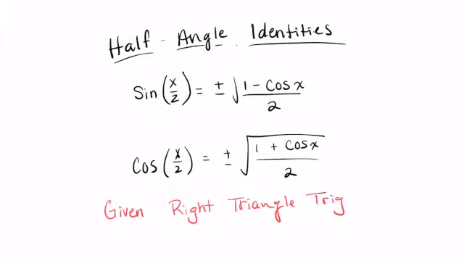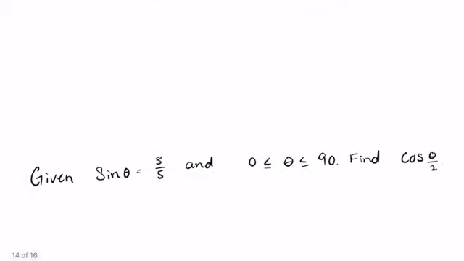All right, in this video we're going to look at the half angle identities, except this time we're going to look at a given right triangle trigonometry. So we are going to utilize all of the same principles that we have in terms of our half angle identities, except this time we're going to solve for the right triangle and utilize that triangle to solve our half angle identity. So let's jump straight into our example here.